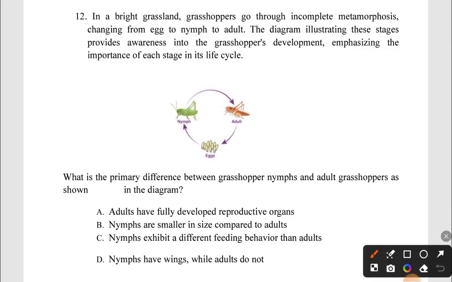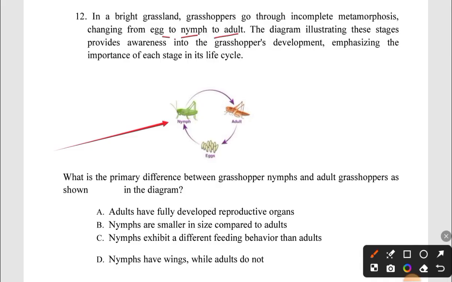Question 12. In a bright grassland, grasshoppers go through incomplete metamorphosis, changing from egg to nymph to adult. The diagram illustrating these stages provides awareness into the grasshopper's development, emphasizing the importance of each stage in its life cycle. What is the difference between grasshopper nymphs and adult grasshoppers as shown in the diagram?